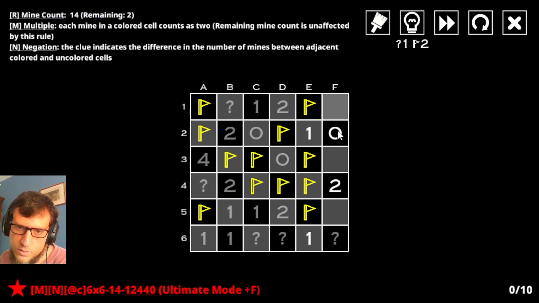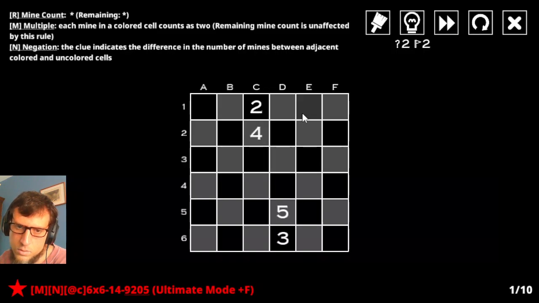2 mines left. This 0 needs one of these 2. This 2 needs one of those 2, so the overlap can't be. And there we go. One more. 2 and 4. This 4 has to be the same evenness and oddness as this 2, which means that can't be. Again, these 5 and 3 are both odd numbers, so that can't be either. Now the mine requirement.